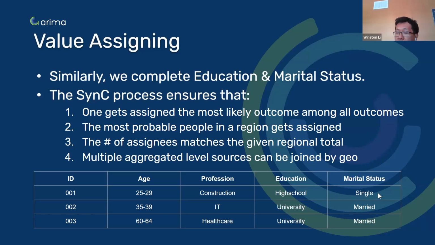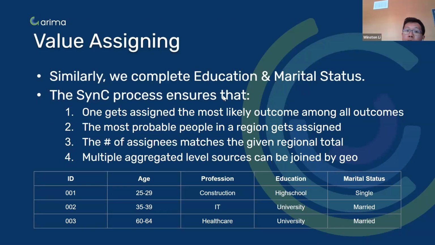We know one person is single and two people are married. Who do you think is the single one? Well, we'd probably say of the three people, based on their age and maybe also based on their profession, I think the first person has a higher chance of being single, so we'll assign him that value, and the rest of the two are married. And this is essentially it. That's how you construct a synthetic population based on aggregated sources like the census.